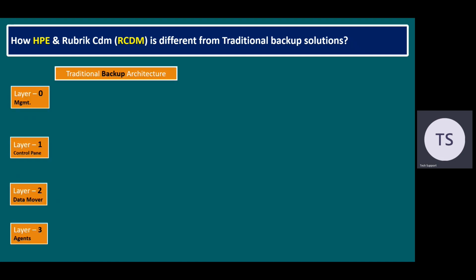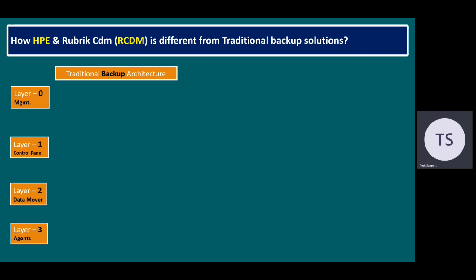Let's say traditional backup architecture, let's divide it into types. Normally layer 1, layer 2, layer 3 is the common structure, and to manage these three layers we also require another layer, layer 0, which is called management. So layer 0 is management layer, layer 1 is control plane, layer 2 is data mover, and layer 3 is agents. So this is a common traditional backup architecture.